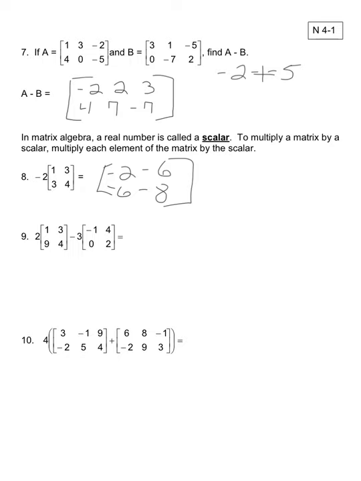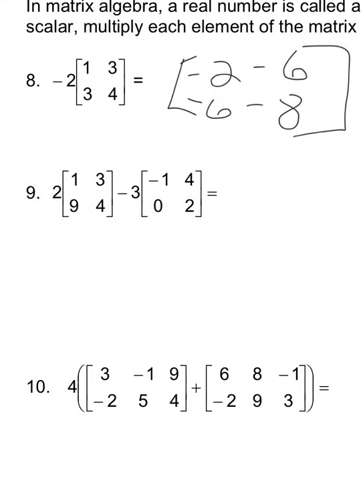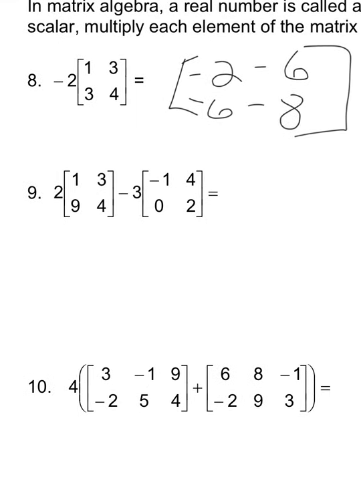Okay, number 9. I have two different ones being multiplied. First one is all being multiplied by 2. 2 times 1 is 2. 2 times 3 is 6. 2 times 9 is 18. 2 times 4 is 8.